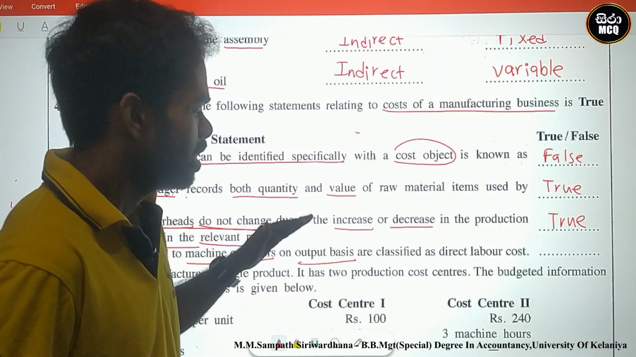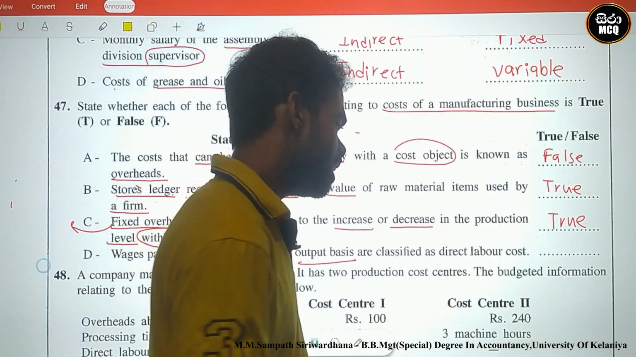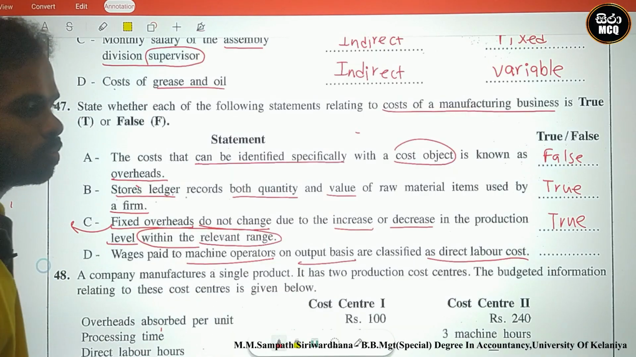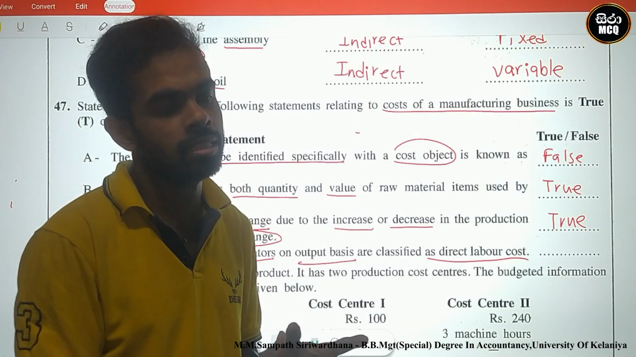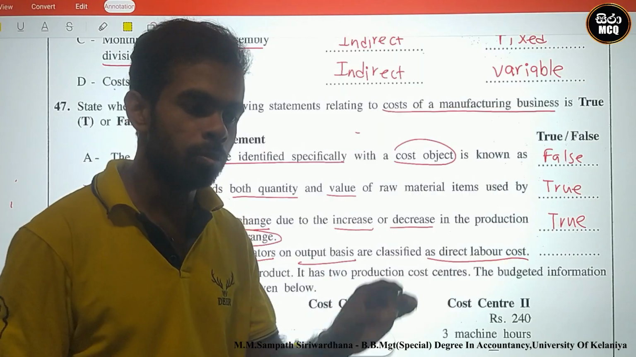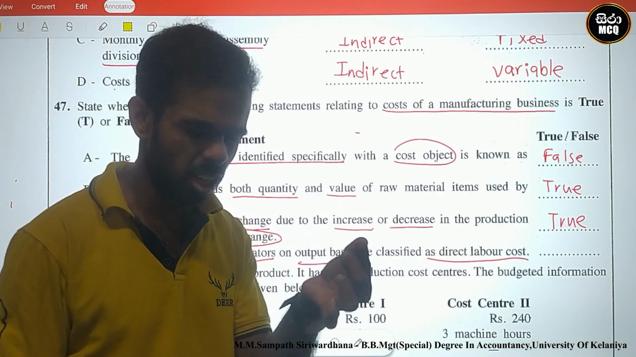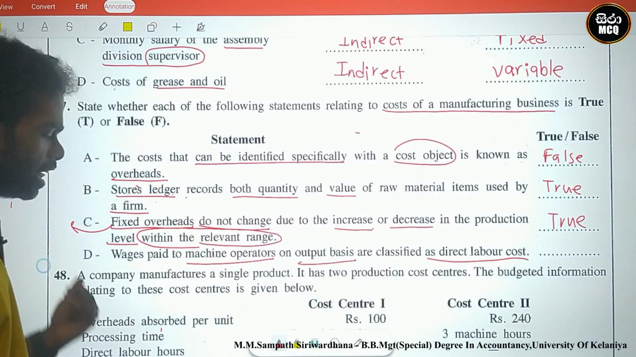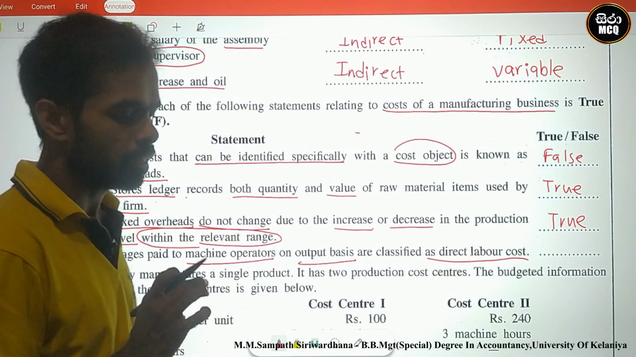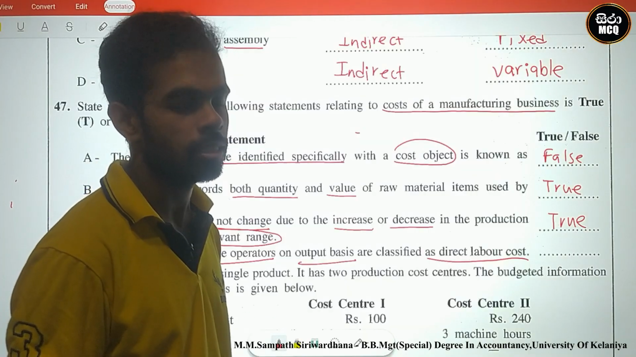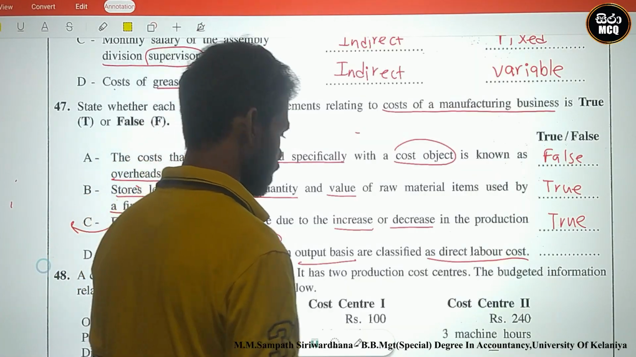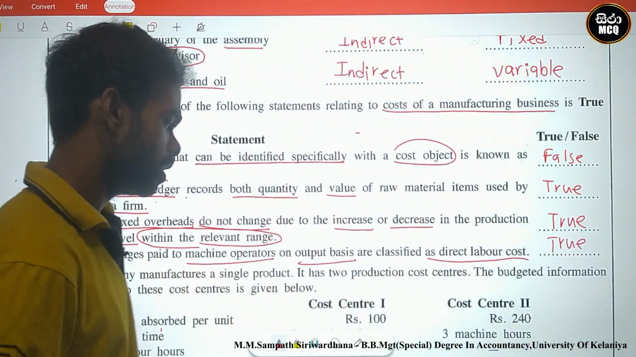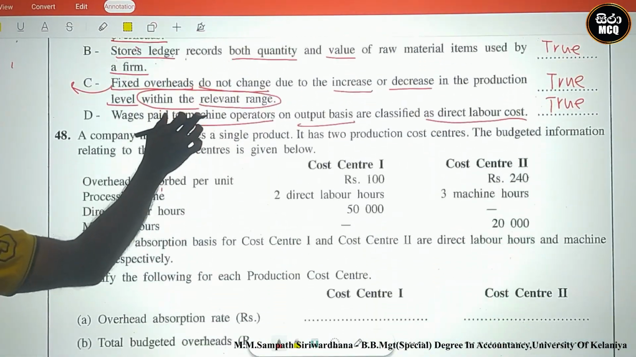They are classified as a direct labor cost. Yes, this is a direct labor cost. Why? The machine operator directly contributes to producing the product, 1 unit or 2 units. Therefore this is a direct cost, directly connected to the machine operators for production. Therefore this is true. Okay, therefore this is the answer.